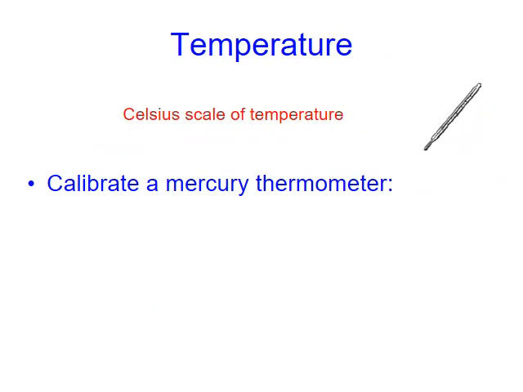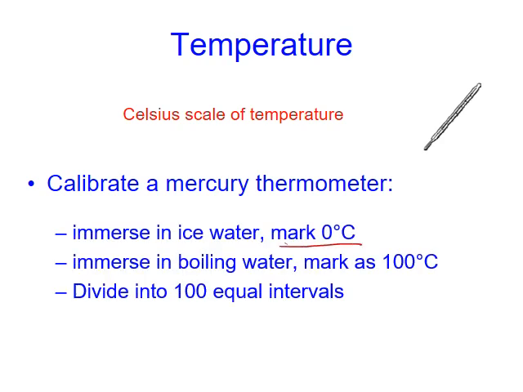A common temperature unit is Celsius. 0 Celsius is defined as the temperature of an ice and water mixture. So when ice and water are in equilibrium, the temperature is 0 Celsius. The 100 degree is defined as the temperature of the boiling point.